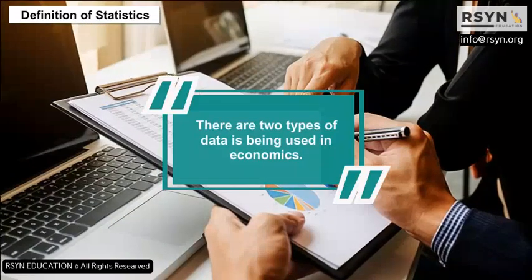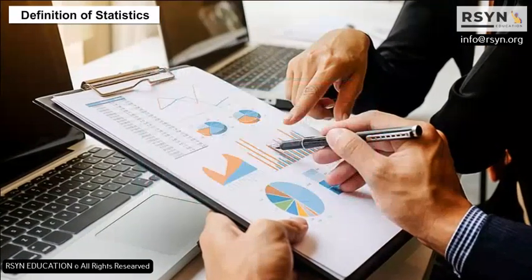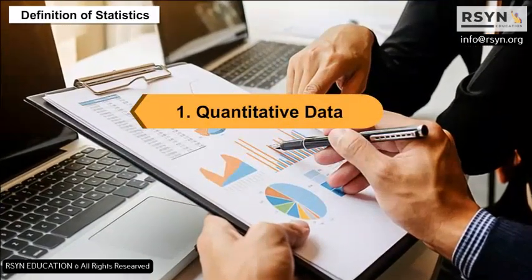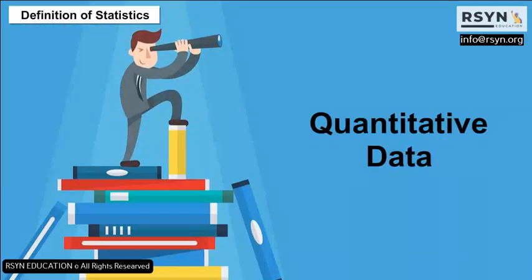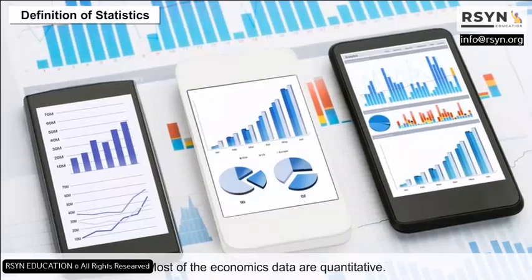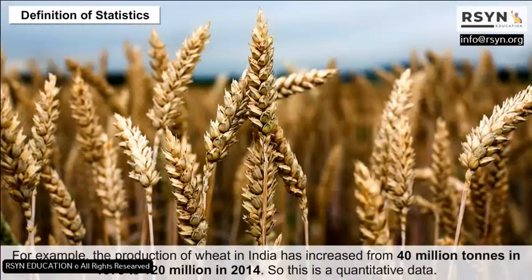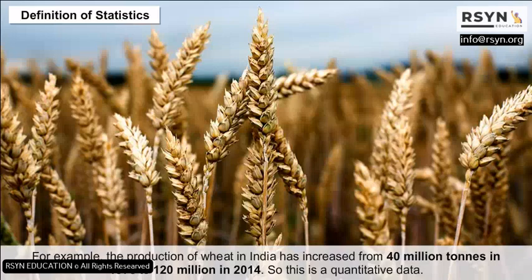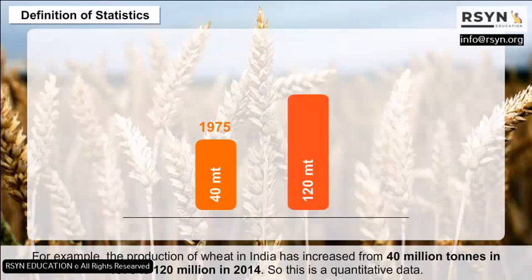There are two types of data used in economics. One, quantitative. Two, qualitative. Quantitative data. Most of the economic data are quantitative. For example, the production of wheat in India has increased from 40 million tons in 1975 to 120 million tons in 2014. So this is quantitative data.